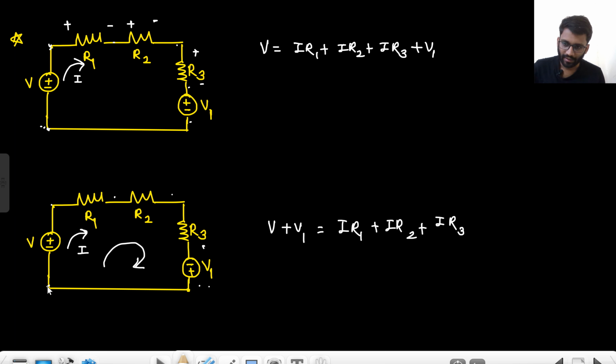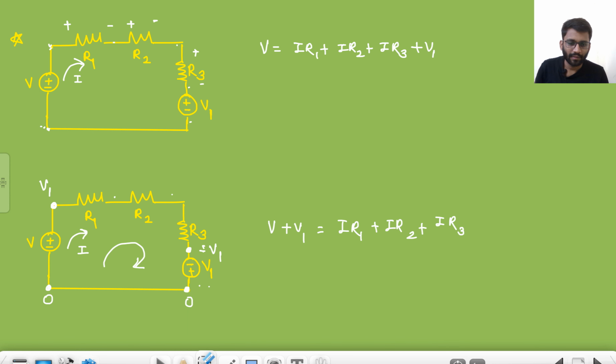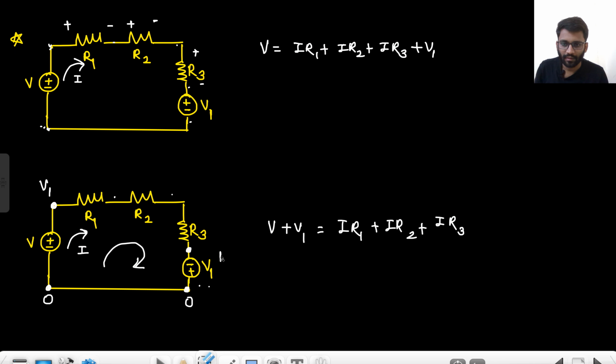So basically, if you start from here, if this is 0, what is the potential of this point? V1. If this is 0, what is the potential of this point? V1. Now if this is 0, because this is 0, then this is also 0. What is the potential of this point? Minus V1. So the potential will be minus V1. So between V and minus V1, there are three resistances.